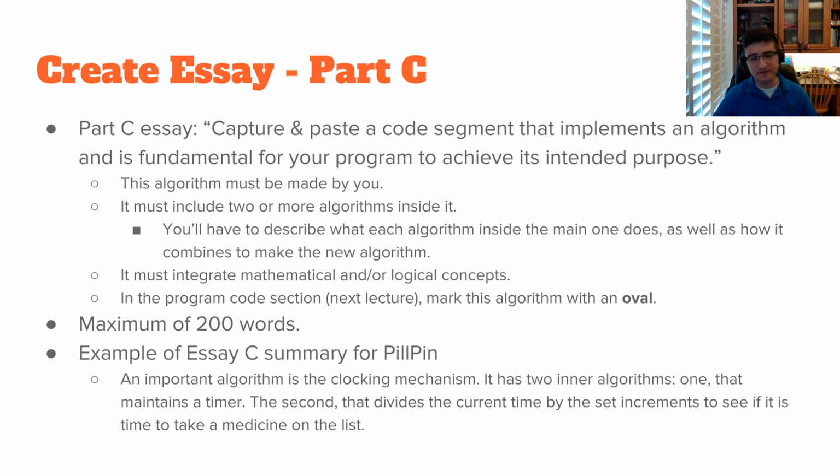So this essay has a maximum of 200 words, again, pretty open as to how much you can write. And an example of this essay for PillPen would be: an important algorithm is the clocking mechanism. And it has two inner algorithms. One, it maintains a timer, and two, it divides the current time by the increments to see if it is time to take a medicine on the list.